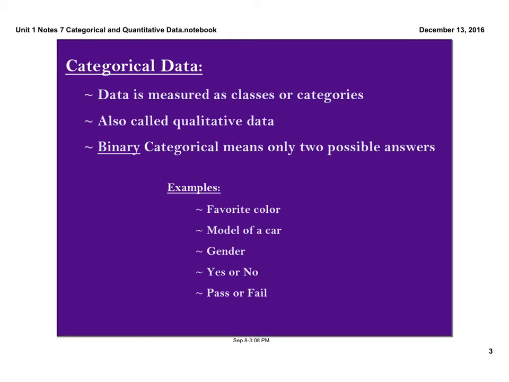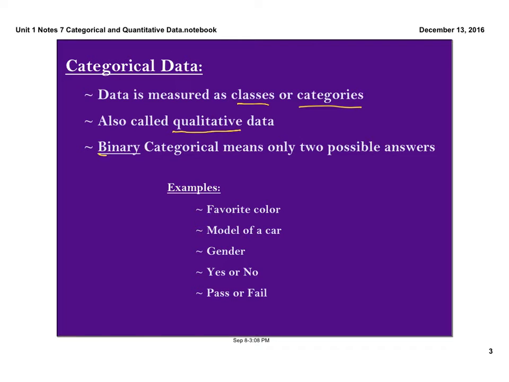Categorical data, on the other hand, is data that's measured in classes or categories. This is also called qualitative data. These are things that you answer in words. If you are asked a question and you answer it with words, then it's categorical. Some options are favorite color, model of car, gender, yes or no, pass or fail.